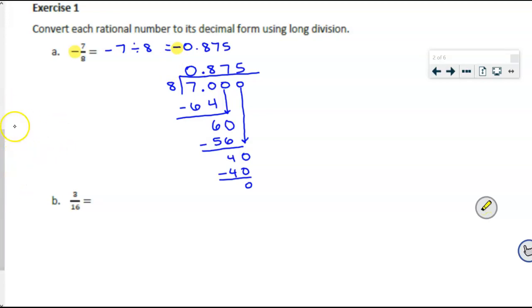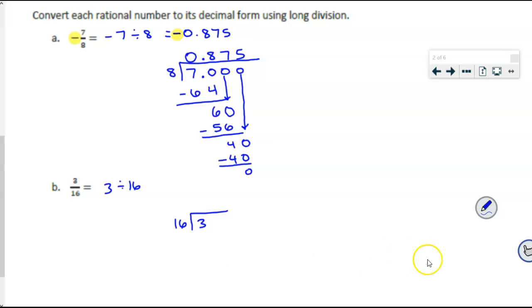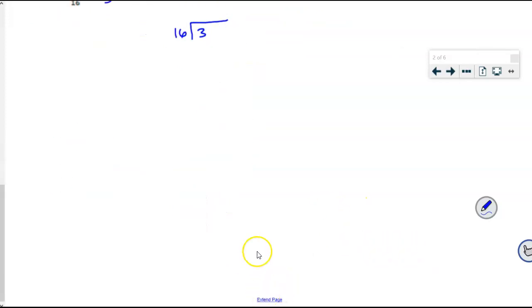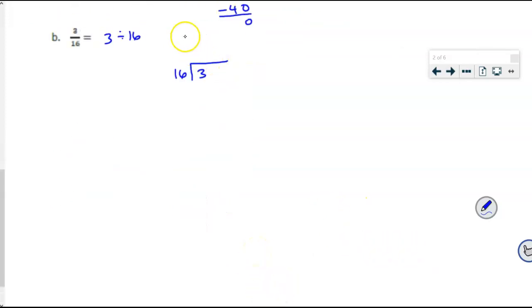B, 3/16. That is the same as 3 divided by 16. So I'm asking, how many times can 16 go into 3? Can 16 go into 3? Nope, 0 times. So bring in that decimal and annex a 0 and ask again, can 16 go into 30?